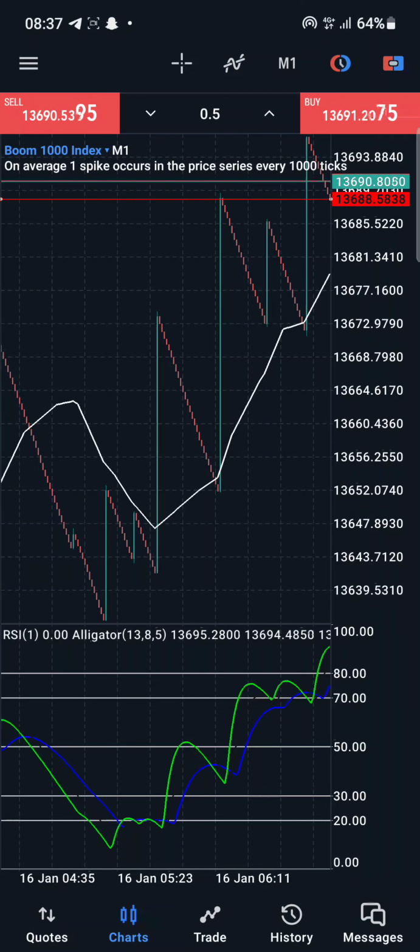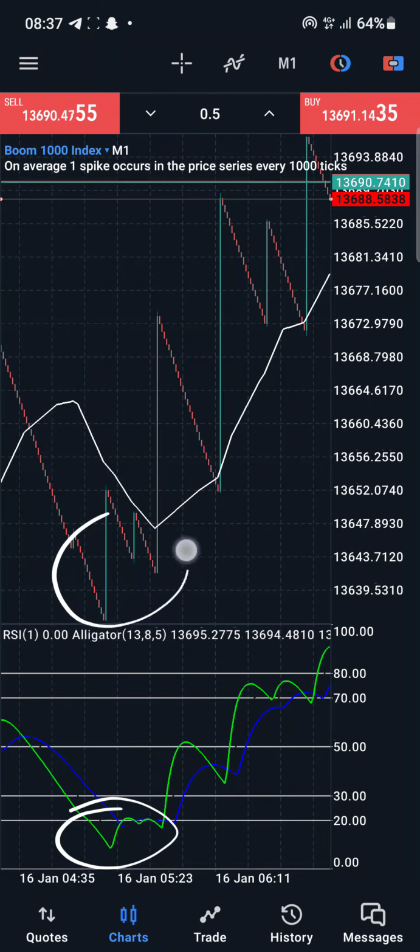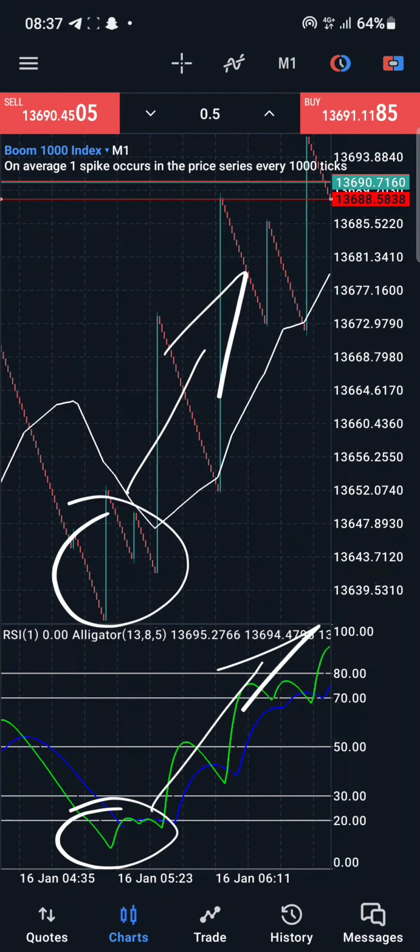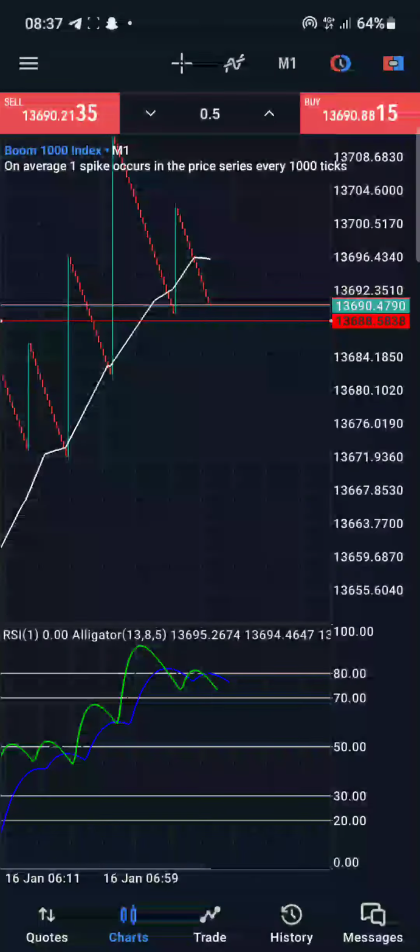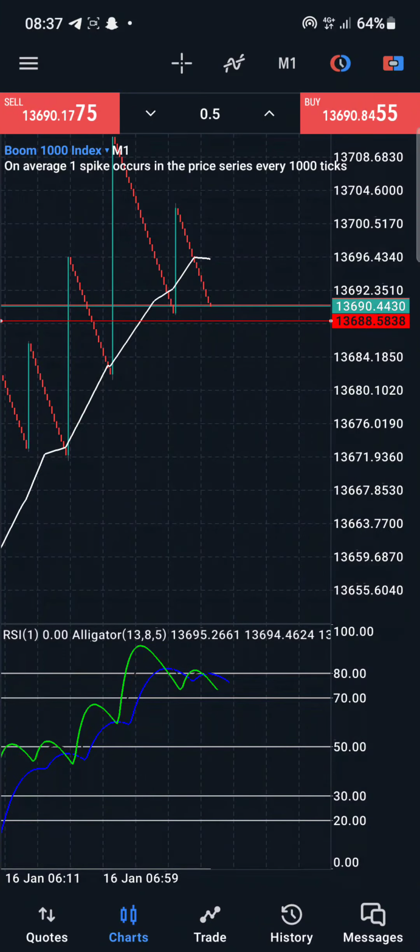You can also use it to trade the spiky part of Boom and Crash. You can see when the market is at the support zone, it gave us an uptrend signal, and it kept on spiking and spiking and spiking. It's still spiking at the moment and trying to go back on a downtrend right now. Guys, these are some of the things that we should look out for whenever we're trading. And this is how you can trade Boom and Crash using your mobile trading platform, and you can also use it to trade other assets right from here.